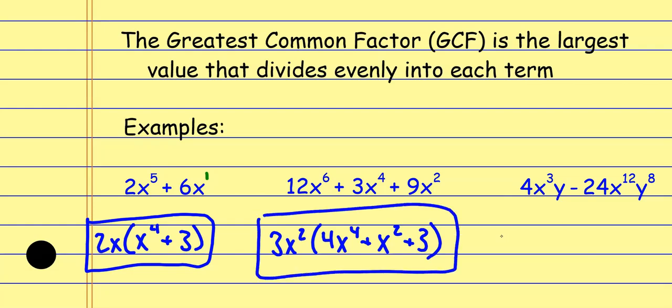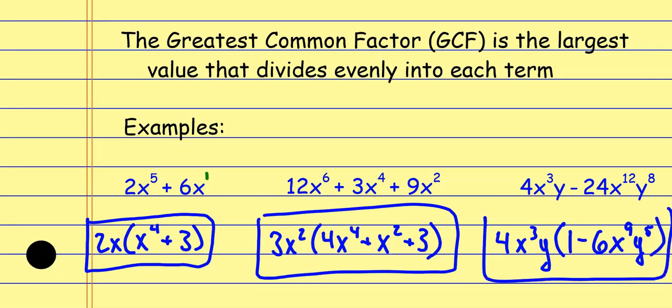This one, between the 4 and the 24, they each have a 4 in common. I can divide a 4 out. Between x to the 3rd and x to the 12th, the most I could take away in terms of x's is x to the 3rd. Between y and y to the 8th, I could take out a y. And now I divide, and here's the thing. 4x to the 3rd y divided by 4x to the 3rd y gives me a 1. Remember, when everything goes away in division, you're left with a 1. And then here, this gives me a 6. Again, when I divide, I subtract the exponents. That's a 9 and a 5. Okay? But again, greatest common factor. What's the biggest thing that we can divide out? Divide it out. That's the process of factoring.